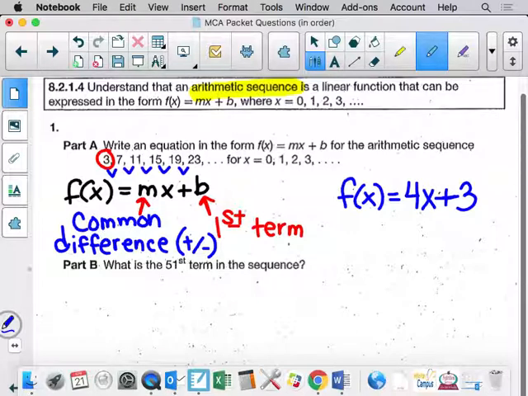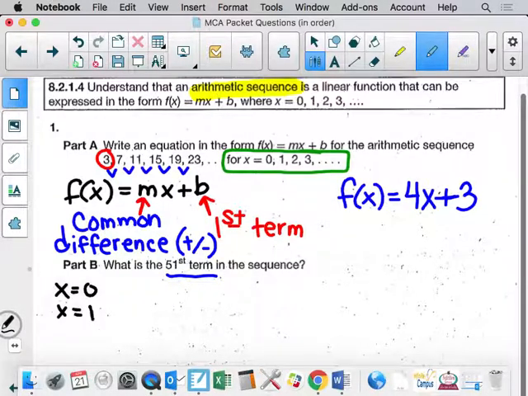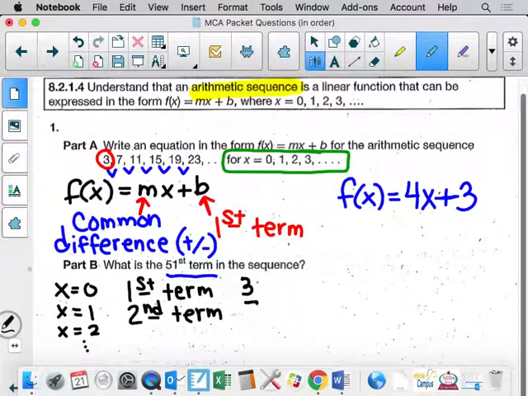Now, part B, we need to figure out the 51st term in the sequence. This is tricky. This is where we have to take into account that our sequence said the numbers were generated for x equals 0, x equals 1, x equals 2, and so on. So when x equals 0, that generates the first term in our sequence, and the first term happened to be 3. When x equals 1, that generates the second term, and that happened to be 7.